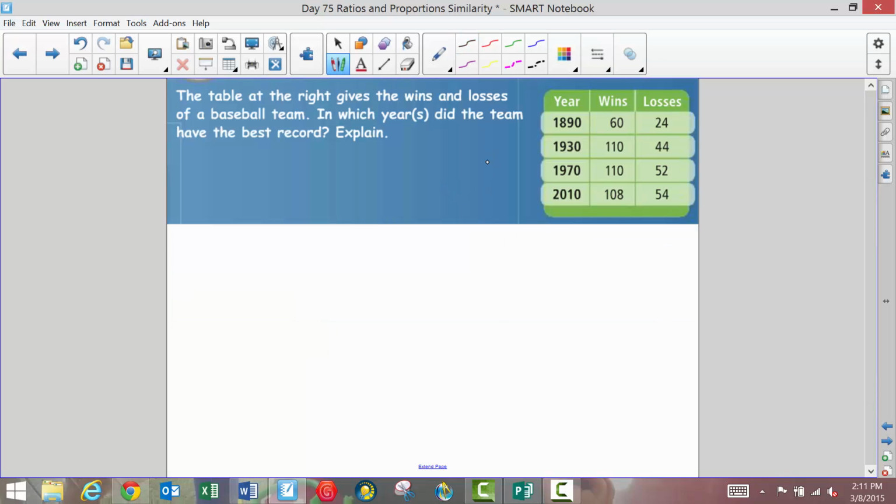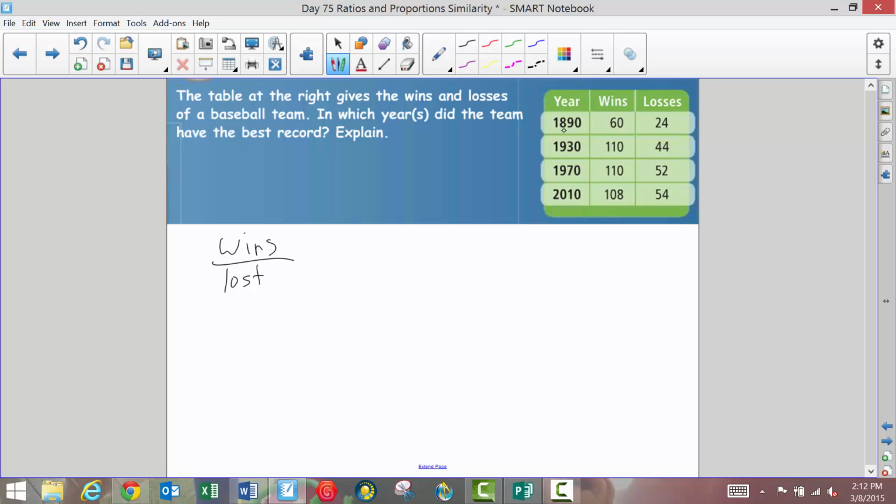So we're going to do this first example, dealing with ratios. The table at the right gives us a baseball team's records over certain years. I want to know which year the team had the best record. Well, the best record will be the ratio that's highest when you compare wins to losses. So whatever ratio is greatest, because that means they're going to win more games than they lose, will be the year in which the team had the best record.